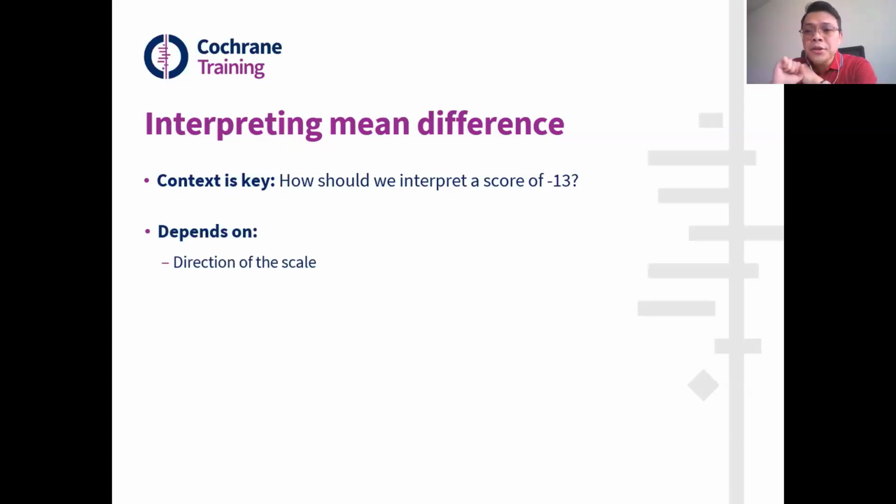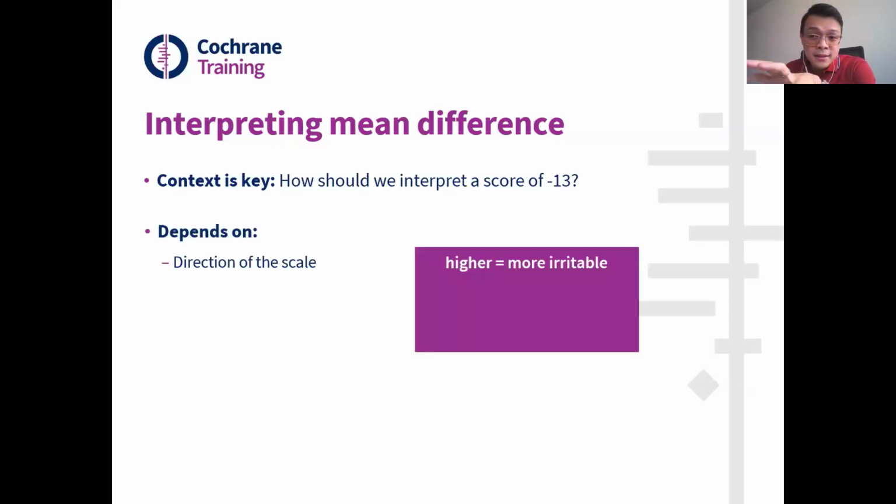First, we need to know the direction of the scale. Does a higher score mean more irritability or less irritability? In this case, let's assume that in the scale, the higher score means more irritable, which means that a score of minus 13 means that the intervention group were less irritable after the intervention.